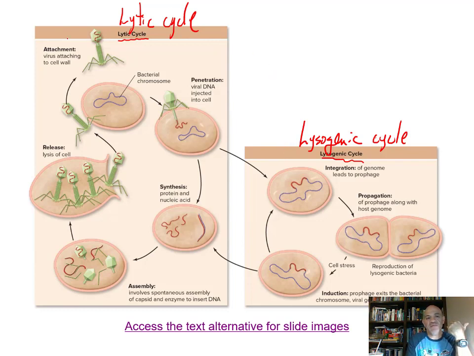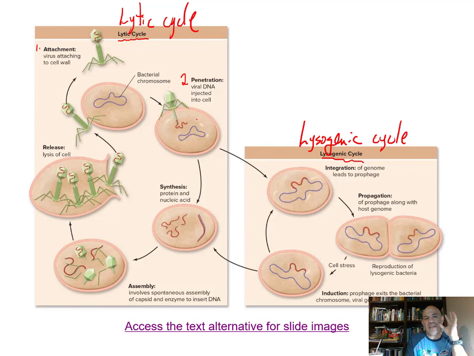So let's take a look at the different stages. The first stage is attachment. The phage has to attach to the cell wall where special proteins help attach. And then some special proteins are going to allow for the second stage, which is penetration. Now, these two steps are required whether it's lytic or lysogenic. You have to get your viral DNA into the host bacteria.